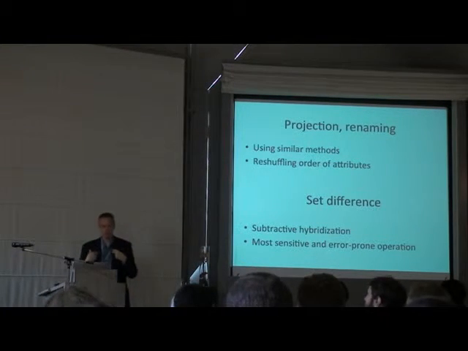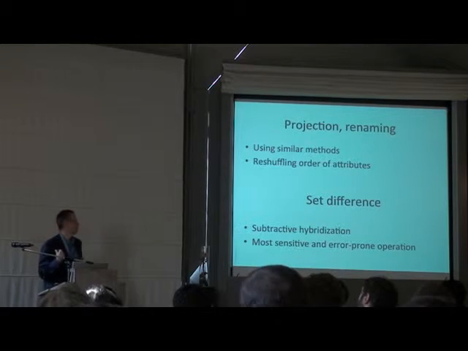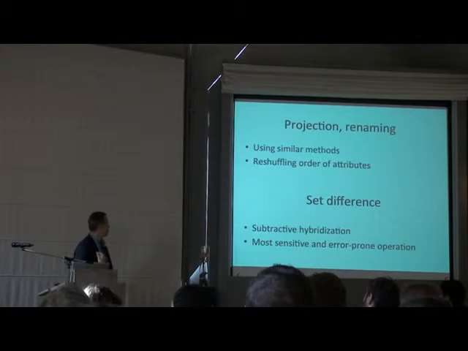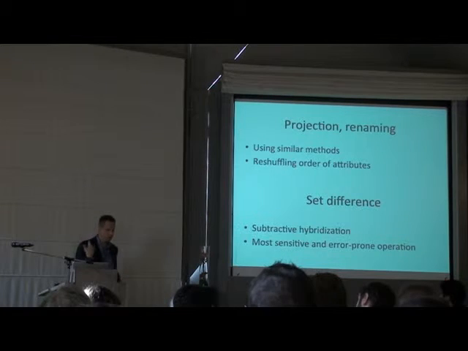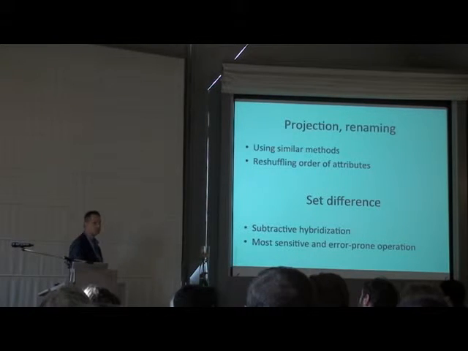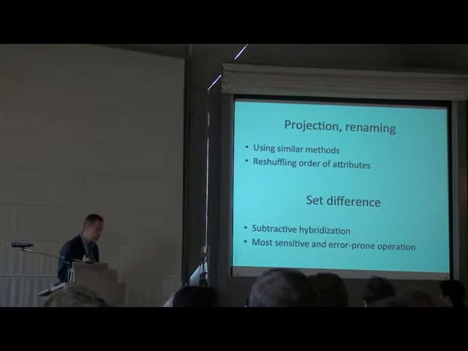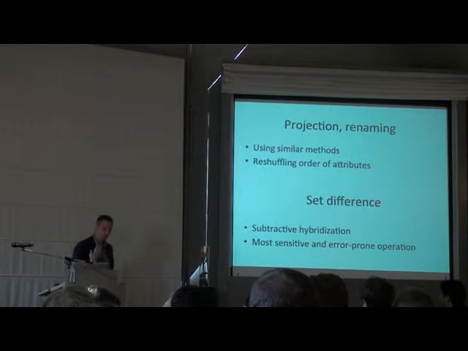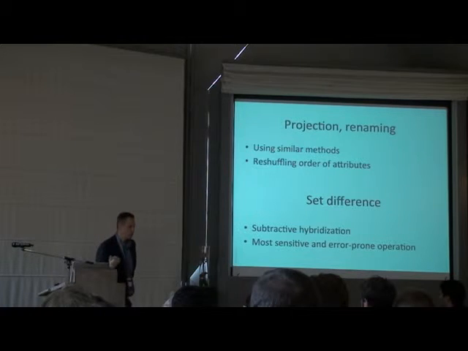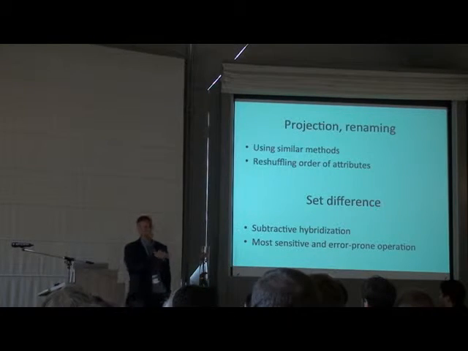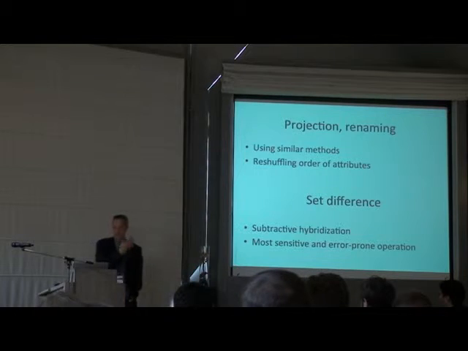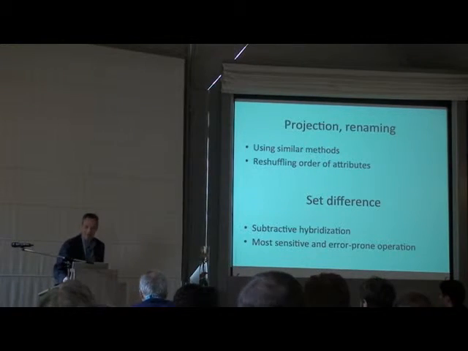And this is the most tricky operation to do in DNA. There is a technique called subtractive hybridization that is used. It is used by biotechnologists. It is routine, but it is very sensitive. And it is the most error prone. That's actually very interesting because also in the relational algebra, the set difference is the most powerful operation. I mean, if you take the relational algebra without set difference, you get a very tractable language that you can understand very well. If you add the set difference, you suddenly get a very powerful language. And it's interesting that in DNA, apparently something similar happens.